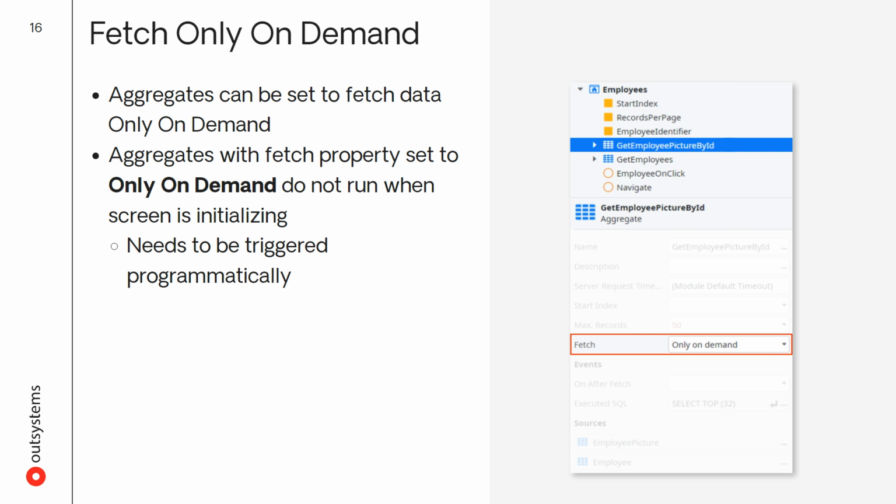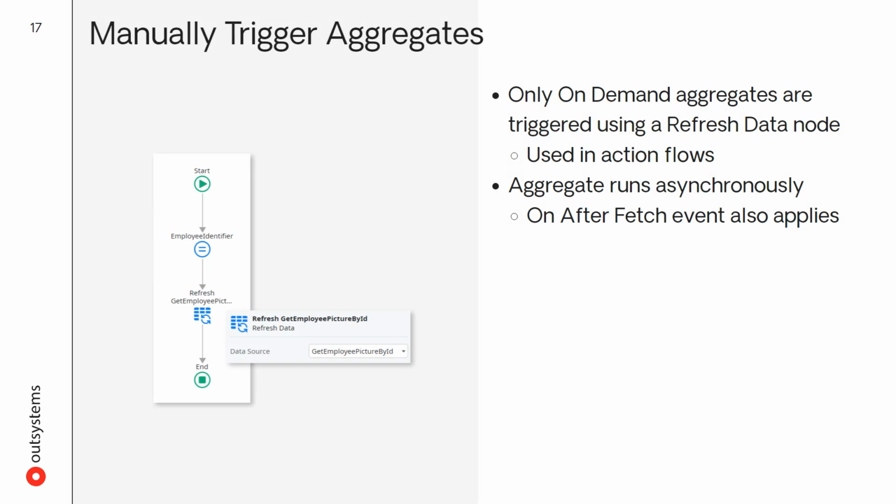By setting the aggregate to Fetch Data Only on Demand, initializing the screen will no longer trigger the aggregate. With this option, the aggregate needs to be triggered explicitly in the app logic whenever it makes sense. To run these aggregates programmatically, we can use a refresh data element in a screen action flow, for instance. In this case, the aggregate will only run when the refresh data node is executed. That execution triggers the aggregate, which runs asynchronously as always.